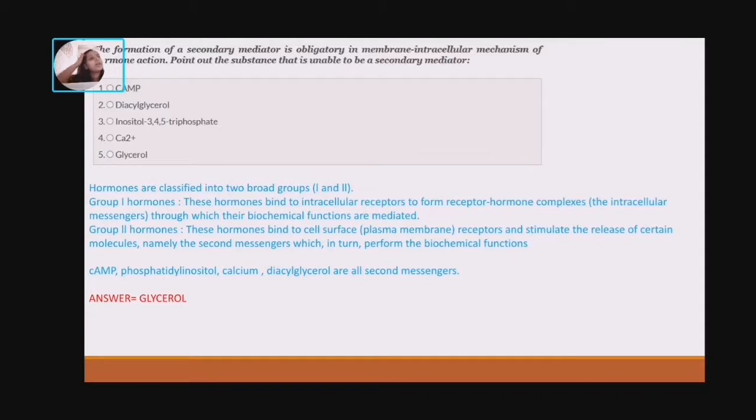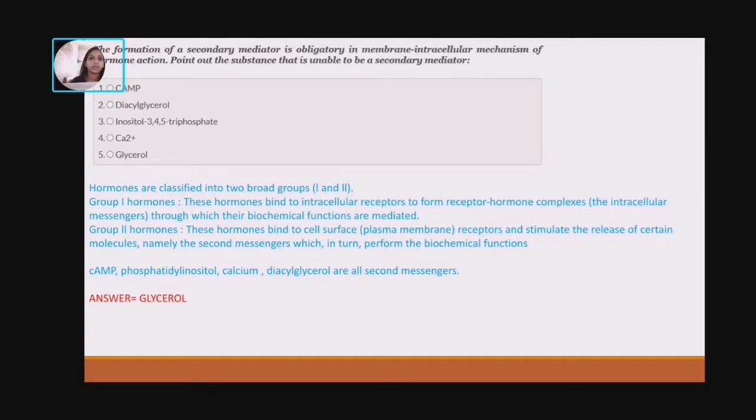And then they will cause the release of some molecules. These molecules are known as second messengers. The second messengers will be responsible for performing the biochemical functions. In most cases, the second messengers we can see are cyclic AMP, phosphatidyl inositol, calcium, and diacylglycerol. All these are second messengers. And from the options, if we go back, cAMP is there. We know that it is a second messenger.